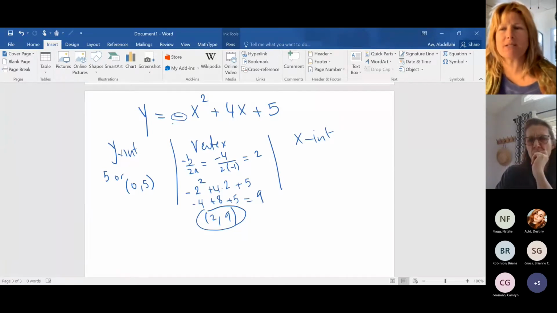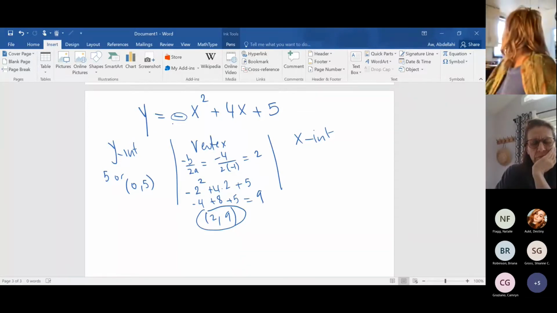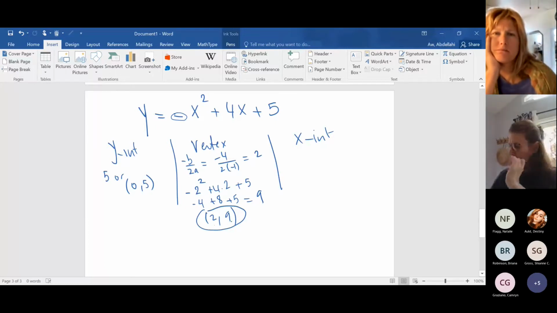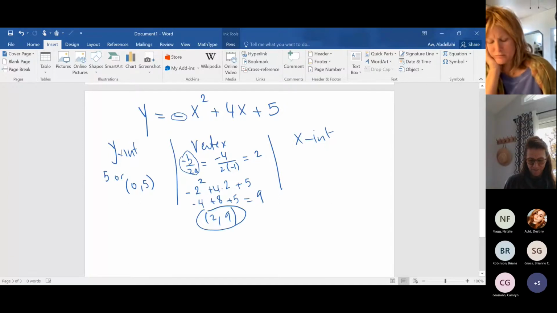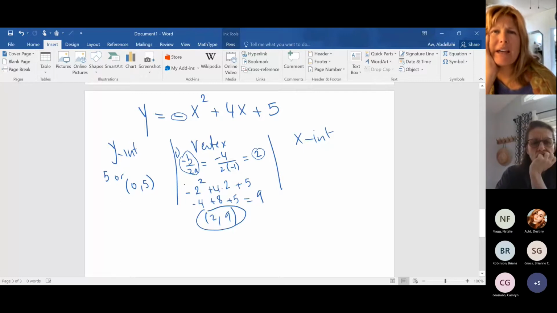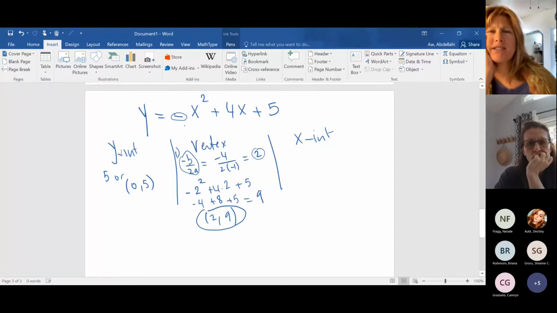The vertex? Yeah, for the vertex we have to do two steps. The vertex is a point, and any point has an x coordinate and a y coordinate. How to get the x coordinate? This is a formula: negative b over 2a, and you have to remember that formula. The a is negative 1, and the b is 4. It's going to be negative 4 over 2 times negative 1, which is 2. What is a? It's the number in front of the x squared, which is negative 1 right here.